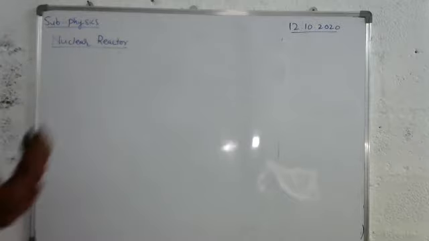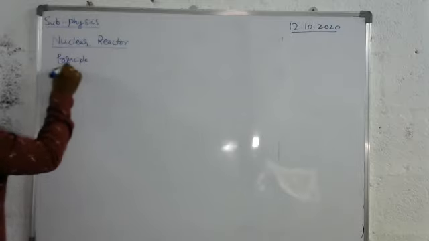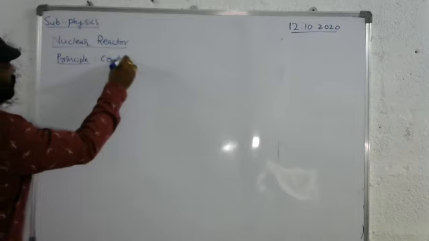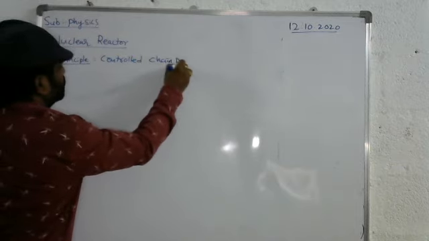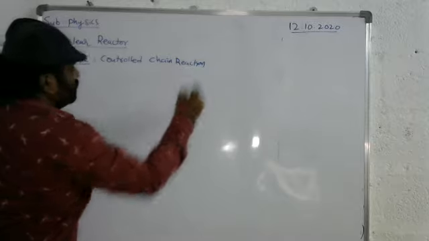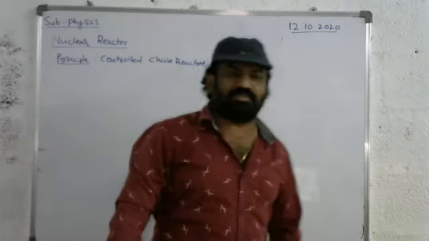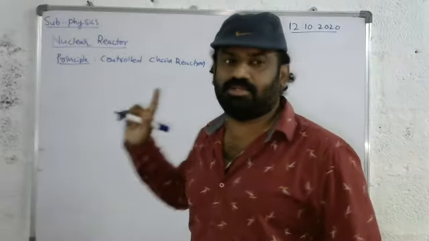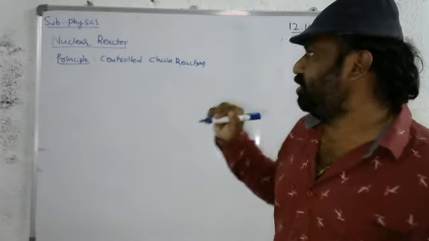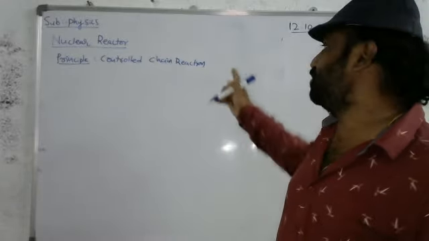What is the principle involved in the working of a nuclear reactor? It works on the principle of controlled chain reaction. This carries 1 mark. A nuclear reactor works on the principle of controlled chain reaction.